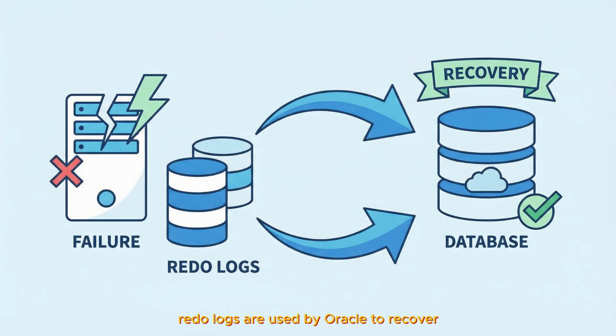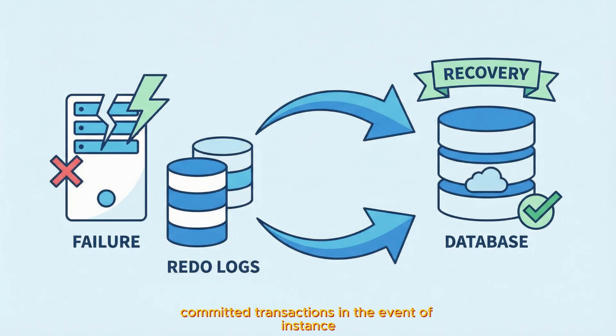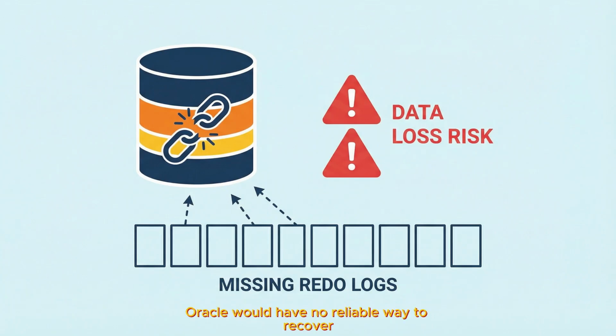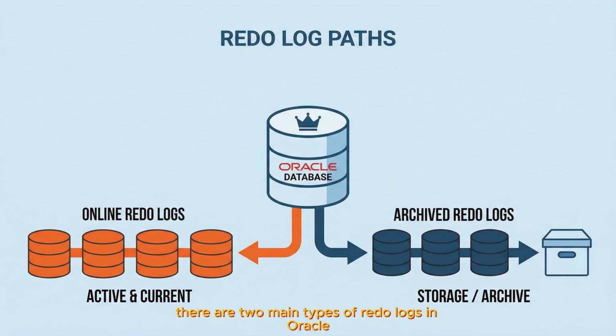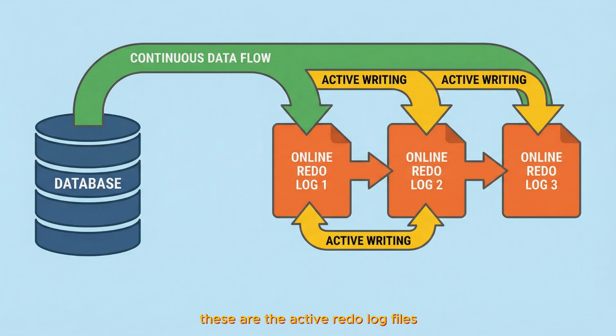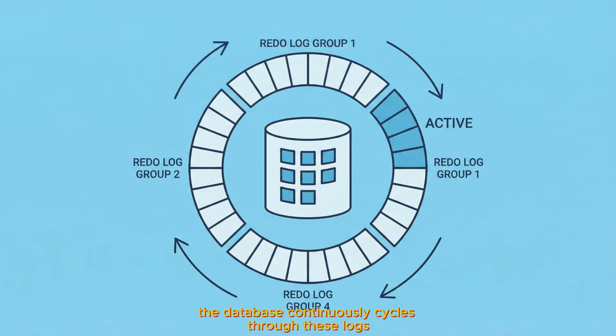Redo logs are used by Oracle to recover committed transactions in the event of instance failure, system crash, or media failure. Without redo logs, Oracle would have no reliable way to recover recent changes, which would lead to data loss. There are two main types of redo logs in Oracle. The first is online redo logs. These are the active redo log files that Oracle writes to during normal database operations. The database continuously cycles through these logs while it is running.